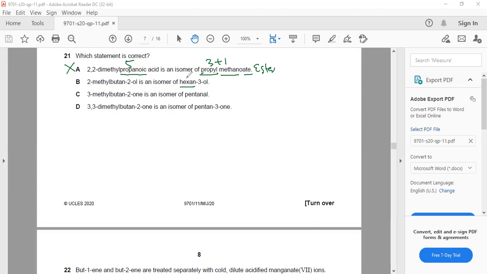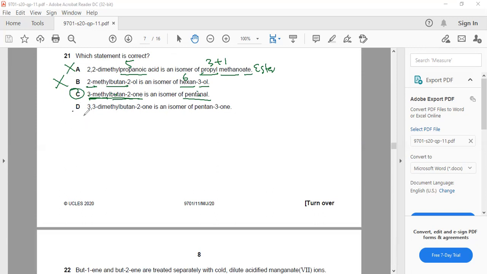Hex means 6 carbon, an alcohol. But means 4 carbon and 1 methyl group, 5 carbon. Carbon is not the same, so it cannot be. 3-methyl butan-2-one: how many carbon? 4 and 1, 5. And this is also a 5 carbon aldehyde. Yes, there will be isomers: aldehyde and ketone isomers with the same number of carbon atoms.